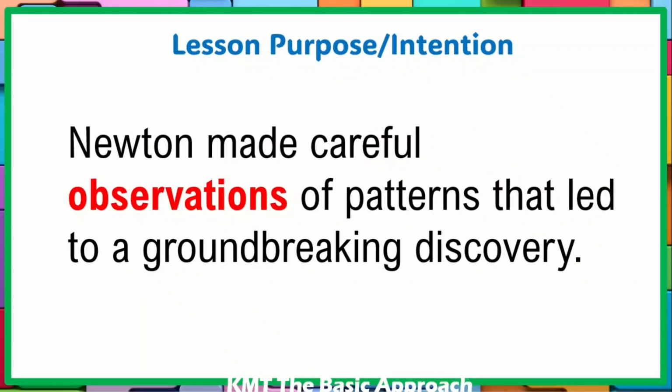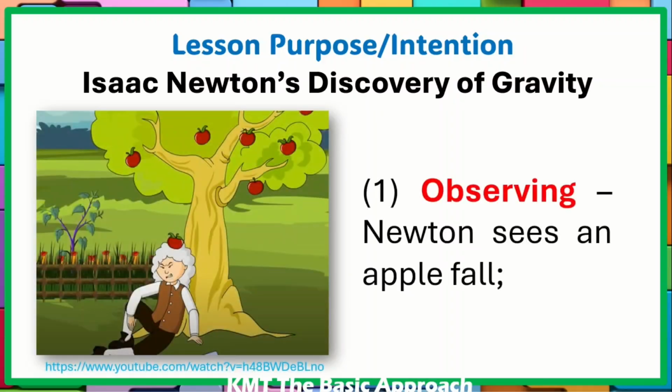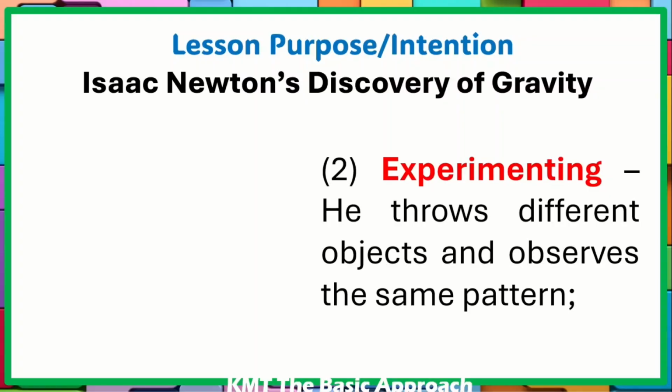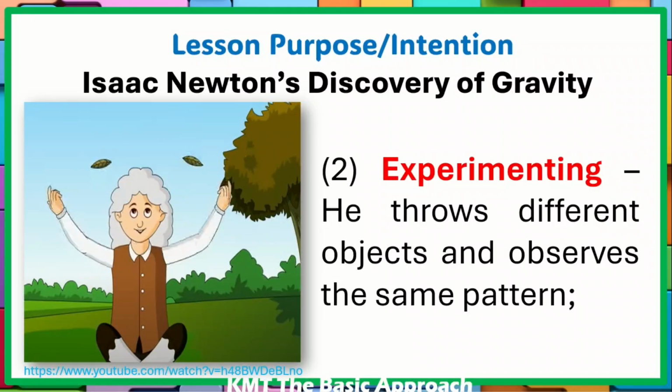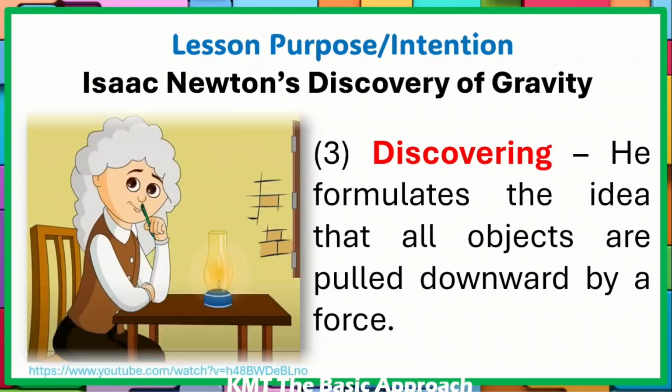Newton made careful observations of patterns that led to a groundbreaking discovery. Let's learn Isaac Newton's discovery of gravity. Number 1, observing. Newton sees an apple fall. Number 2, experimenting. He throws different objects and observes the same pattern. Number 3, discovering. He formulates the idea that all objects are pulled downward by a force.